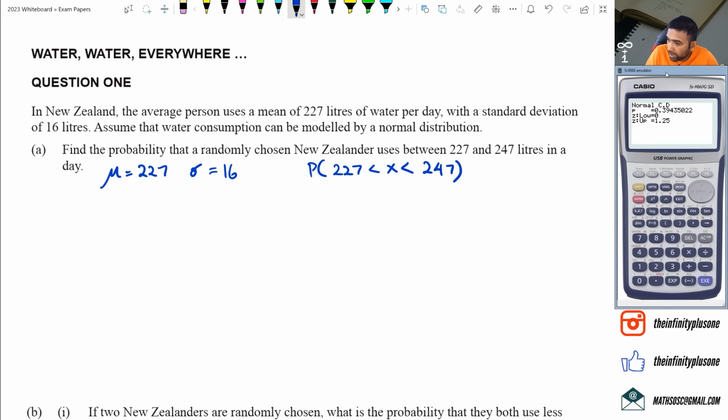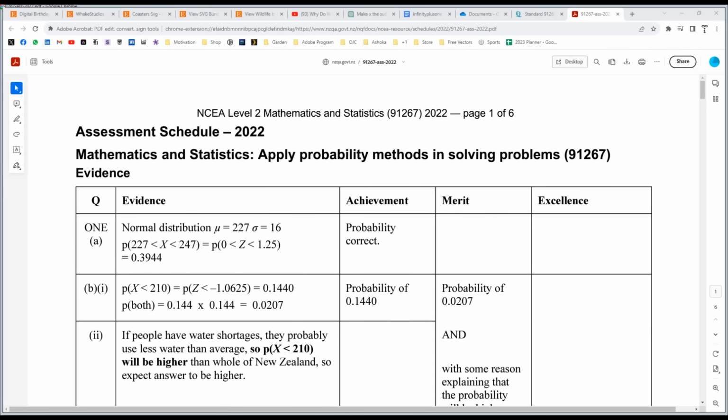0.3944. So we're going to write this as the probability 227 to 247 is equal to 0.3944. Now, as I said, this is the first time I'm doing this paper, so I'm looking at the answer schedule, and I'll show you the answer schedule as well. As you can see, 0.3944.